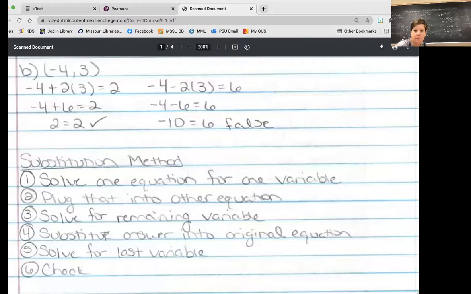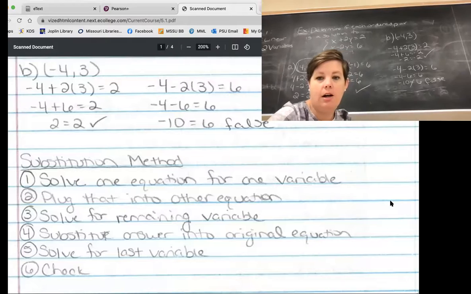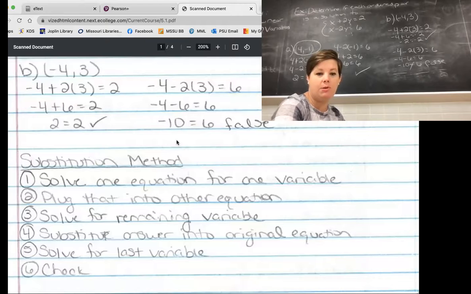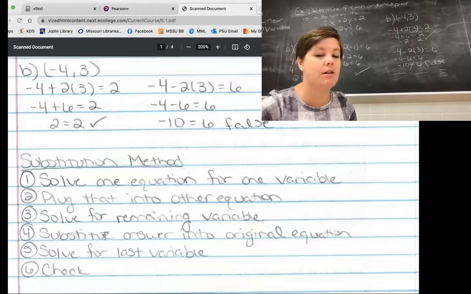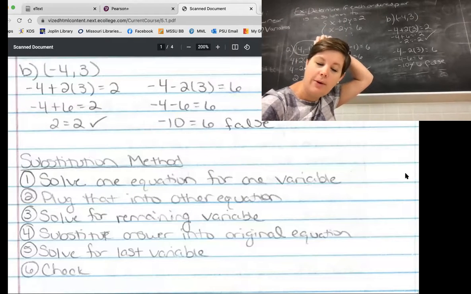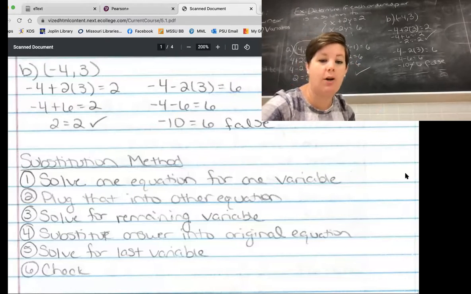for the next thing. When we solve systems of equations, there's two different methods we're going to learn. We're going to learn how to solve them using the substitution method, and we're going to learn how to solve them using the addition method. So the substitution method is the first one. What we have to do first is solve one of our equations for one of the variables. It means we either have to get x all by itself or get y all by itself for one of our equations in our system.